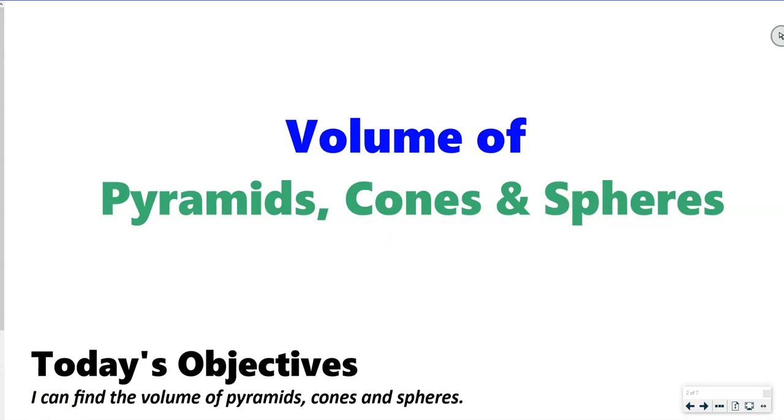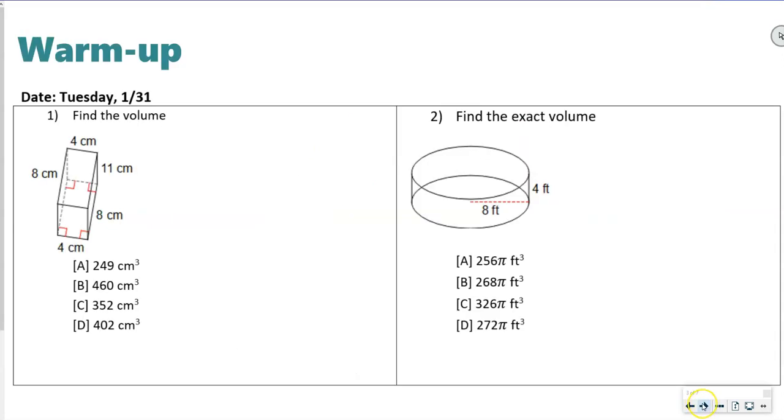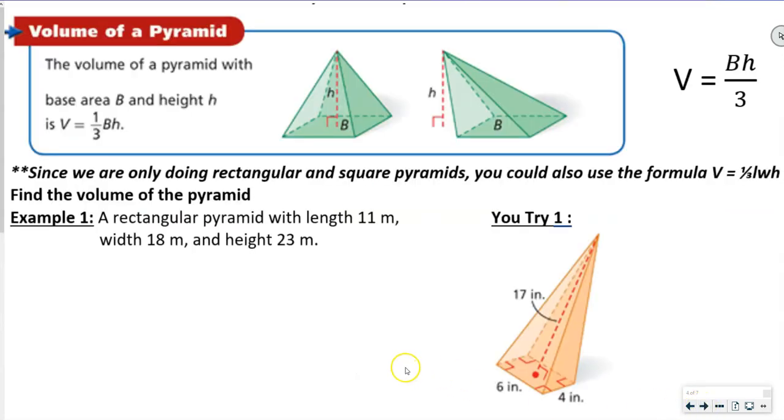So in today's lesson, we're going to talk about the volume of pyramids, cones, and spheres. So obviously the objective today is to find the volume of pyramids, cones, and spheres. And these are going to be like what we did yesterday, only a little different because when we take the base times the height here, we're going to divide it by 3.